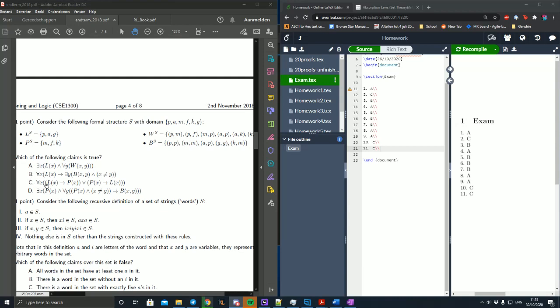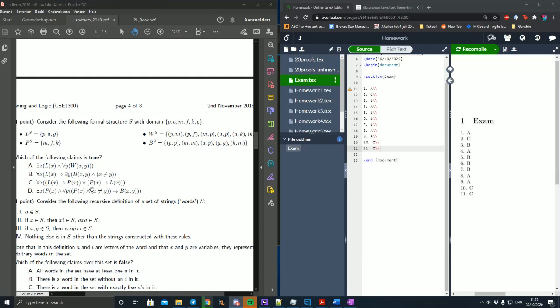Okay, so then for all x, if x is in L, then x is in P. No. Or if x is in P, then x is in L. No, I think it's just no. What's a counterexample? So if we say, okay, let's take the letter P. P is in L, but it's not in P. So this is false.